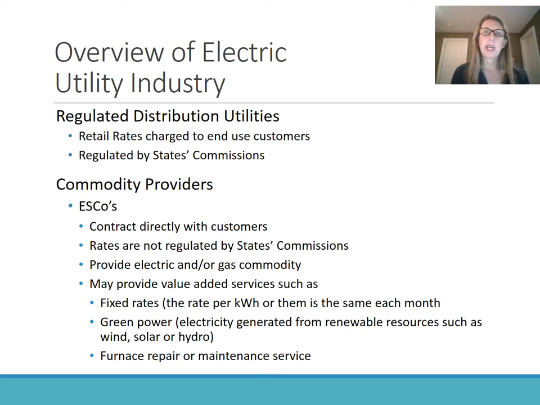In New York State, we have energy service companies. They contract directly with customers. Their rates are not regulated by New York State's commissions. They provide electricity or the gas commodity, and they may provide value-added services, things like fixed rates, green power, electricity generated from renewable resources such as wind, solar, and hydro, furnace repair, or maintenance service. So, commodity providers.